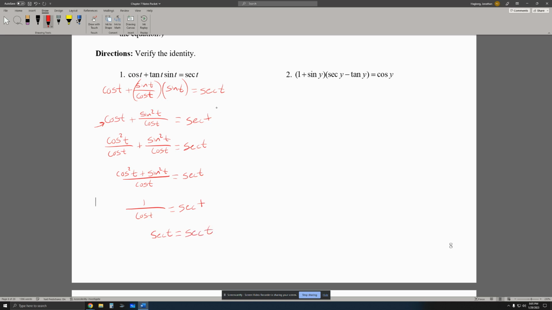And notice that I haven't done anything to the right-hand side of this equation. We've just manipulated the left-hand side. Okay, let's try number 2.